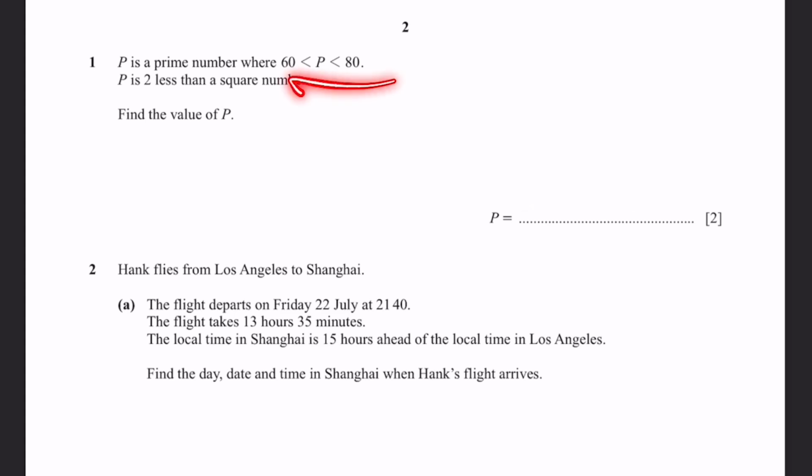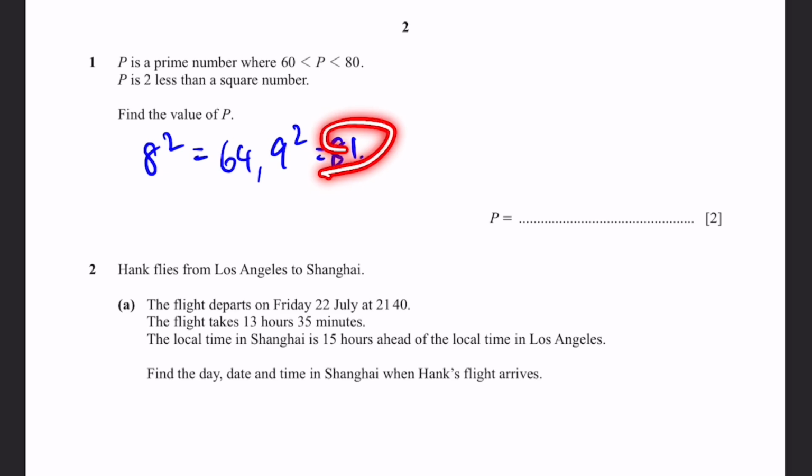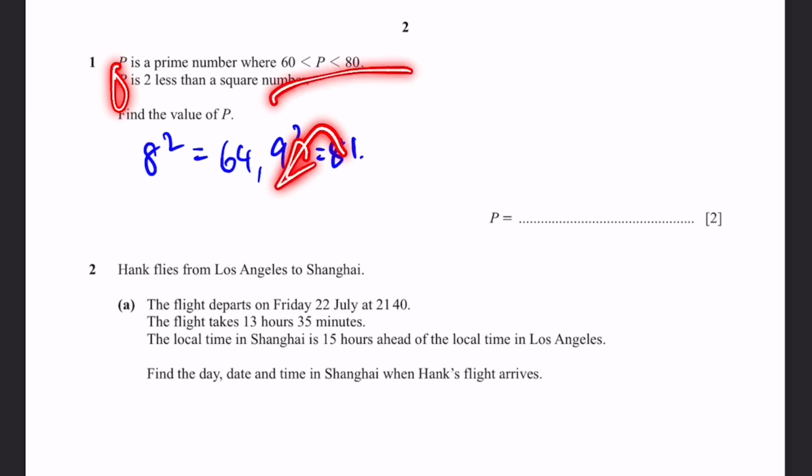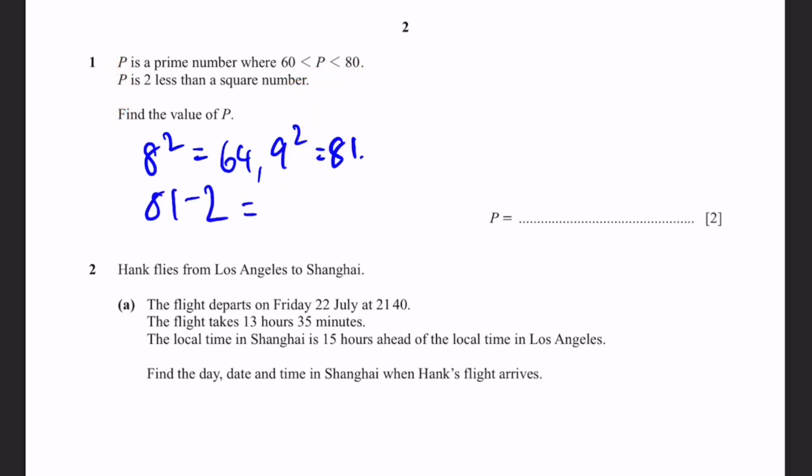In between these two numbers, the square numbers are 8 squared, which is equal to 64, and 9 squared, which is equal to 81. You might ask, well, 81 is not between these two, right? But if you subtract 2 to get P, it'll be inside these conditions. So 81 minus 2 is equal to 79, and this is equal to P. This is also a prime number, so that's correct.